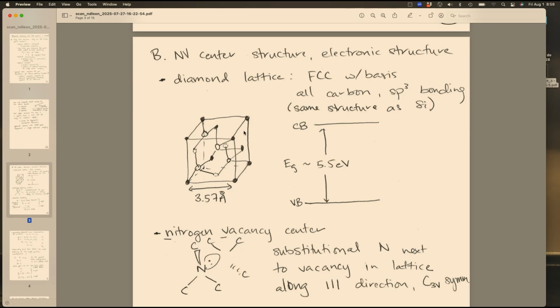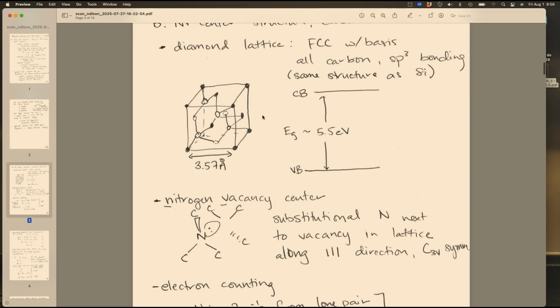All right, so here's what the NV center structure is. You have a diamond lattice, which is just the same as the silicon lattice, but much smaller. So it's an FCC lattice with a basis. All of these things are carbon, and they're all sp3 bonded, so you just have all these tetrahedra. And the nice thing is that with diamond, because this is such a tight lattice and you have such strong bonding, you have an enormous band gap. It's 5.5 eV. So that gives us a very large optical transparency window for putting things in.